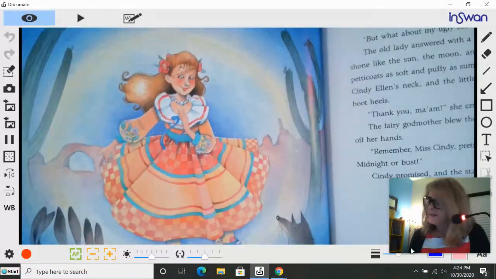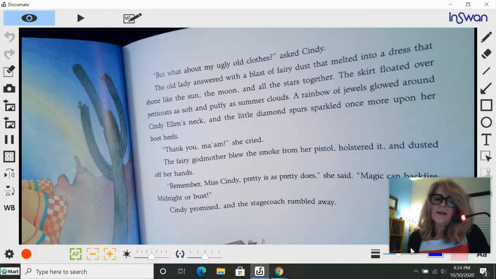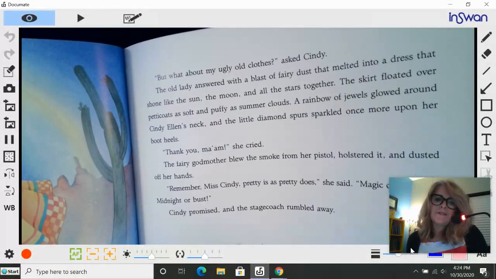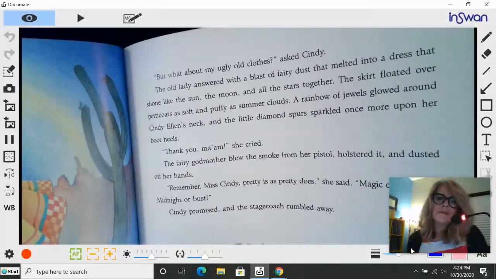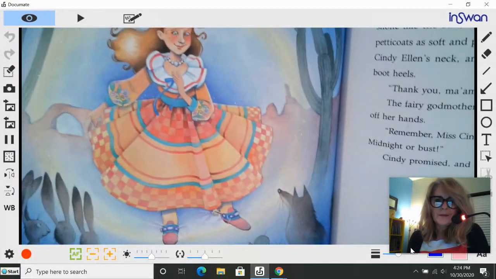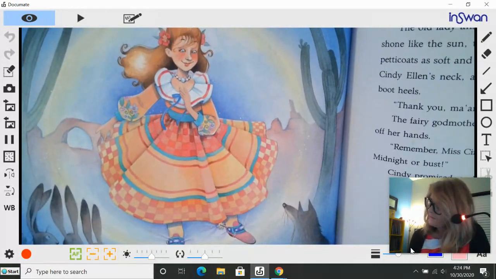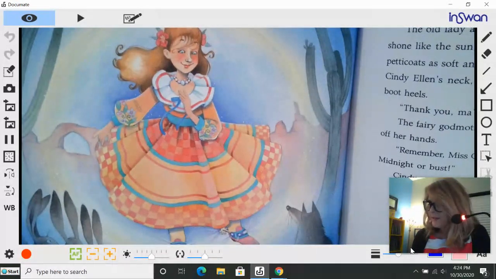And there she is. It says, "But what about my ugly old clothes?" asked Cindy. The old lady answered with a blast of fairy dust and melted into a dress that shone like the sun, the moon, and the stars all together. The skirt floated over petticoats as soft and puffy as summer clouds.